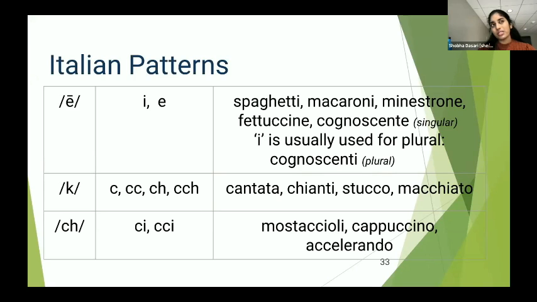Yeah, that one's a little bit harder to say. Like I said, it's mostly that the C and CH are at the beginning of words, and then the CC, CCH are in the middle of words, and that's like the best way to tell them apart usually.